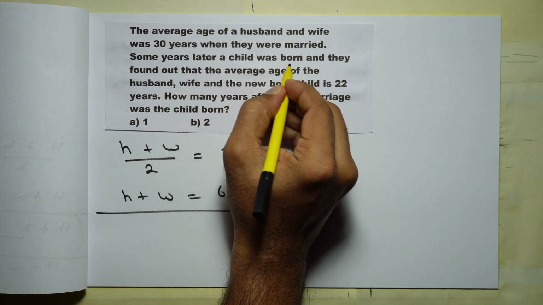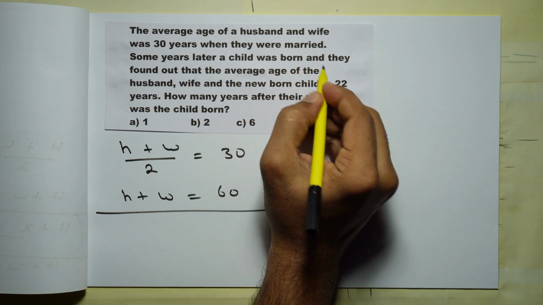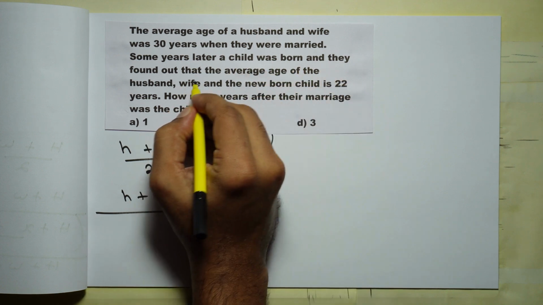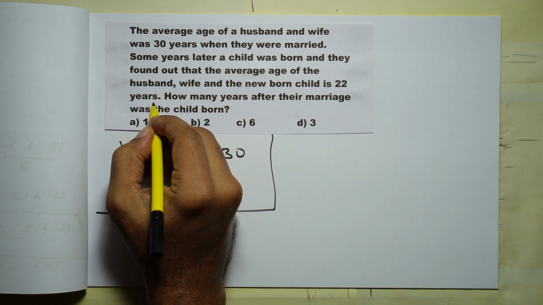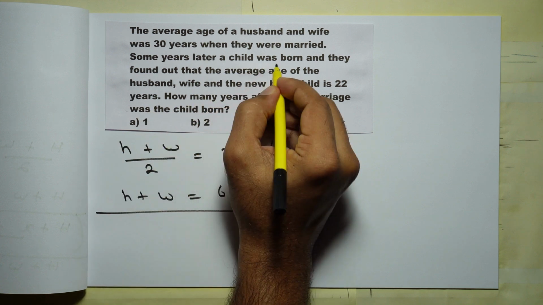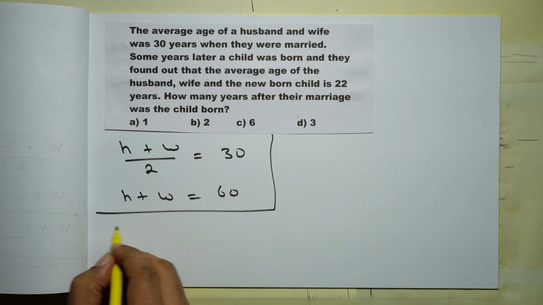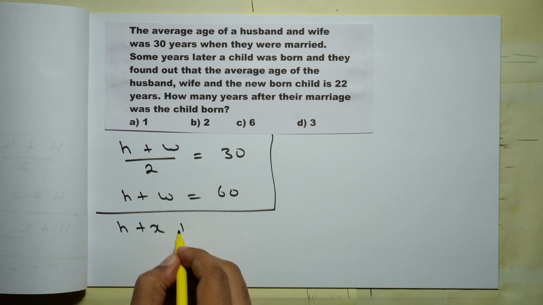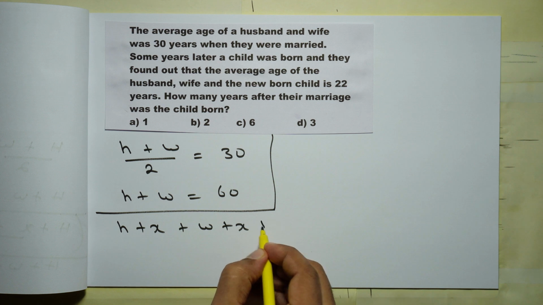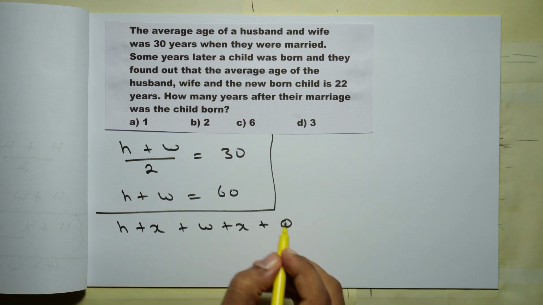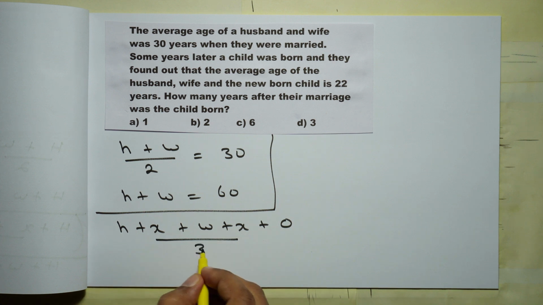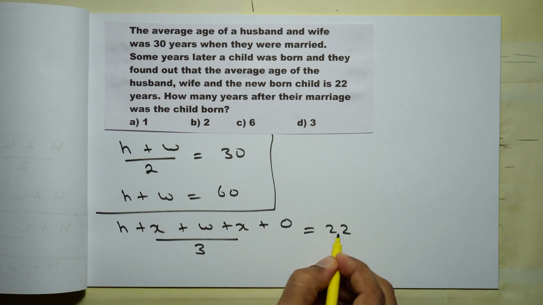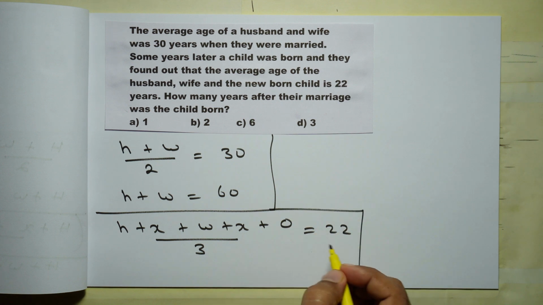Some years later a child was born. So we will assume that X years later a child was born. And they found out that the average age of the husband, wife and the newborn child is 22 years. So after X years a child was born. So when the child was born, husband's age will be H plus X and the wife will be W plus X and the child's age will be 0 because it is a newborn child. The child is just born and its age will be 0. So their total sum divided by 3 numbers, so number of numbers is 3 and this average is now 22. So we'll just solve this equation.